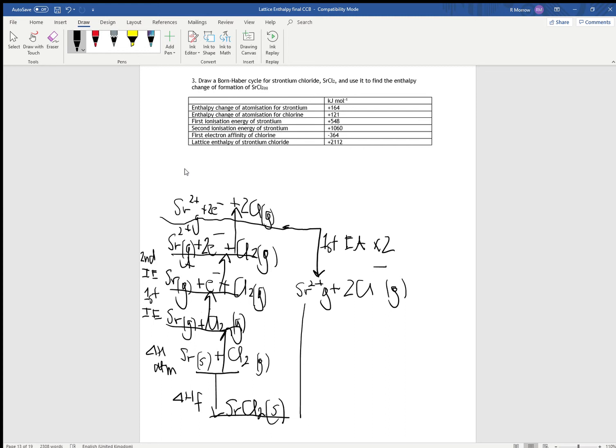And then we have our lattice enthalpy. So if we just go up here, let me find my lattice enthalpy. Yeah, so lattice enthalpy is written in the endothermic way. So that arrow is going up away from the solid product there. So we've got to use this now to work out our enthalpy of formation, which is this.